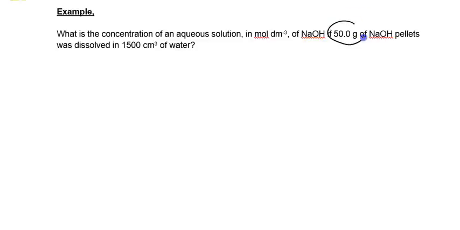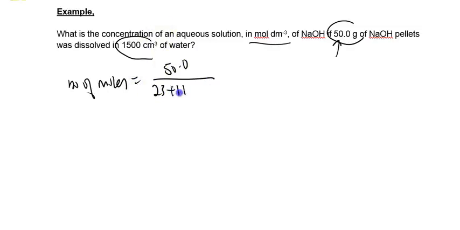I have 50 grams of NaOH pellets and I dissolve in 1500 cm³ of water. I must calculate the concentration in mole per dm³. So where is the mole here? This is the mass. So step 1, I must convert the mass into moles. So number of moles here is equal to 50 grams mass over molar mass, 23 plus 16 plus 1, and I have 1.25 moles. So the concentration of NaOH, square brackets is used to represent concentration.